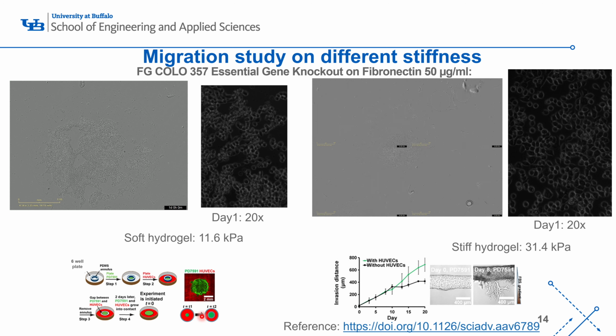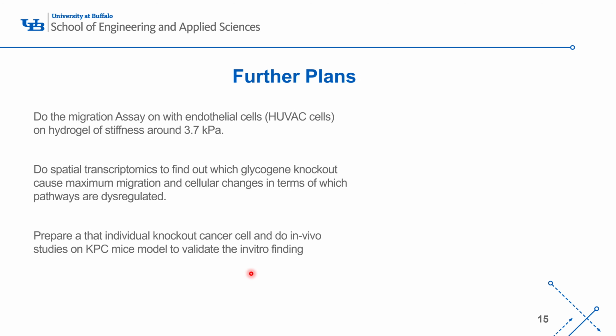So here is what is shown: at time t equals t1 the pancreatic cancer cells are low, that is, they have a smaller diameter, but at t equals t2 the pancreatic cancer cells have a higher diameter. So this might increase the migration properties of the cells. These are some of the further plans. That is, I will do migration assays with the endothelial cells around the hydrogel of stiffness 3.7 kilopascals. So I will do one or two conditions below this and one or two conditions above this.